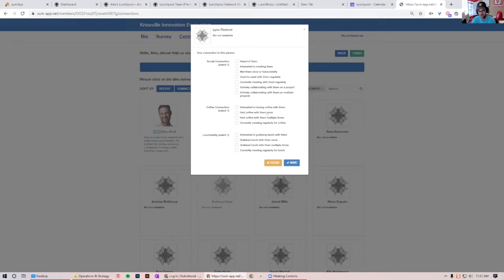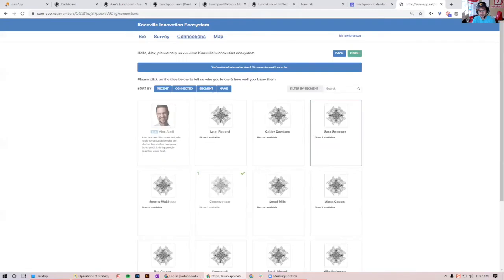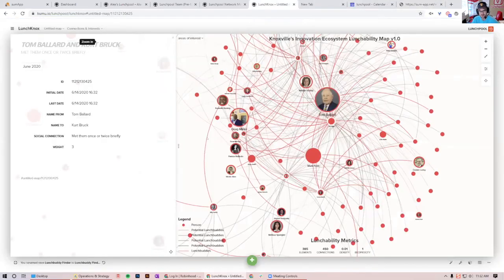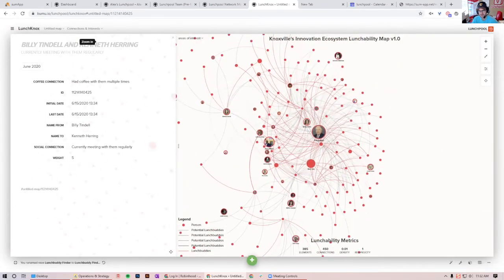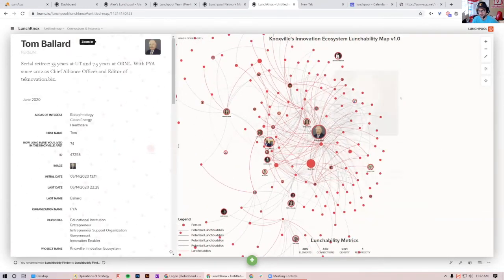And so I could say I had coffee with them, I grabbed lunch with them before. What it gives you, this is really the connective part that's important to me, at least for right now. As people self-report on that, it updates in real time. These red lines, which I call lunch buddies, are the people that are currently meeting regularly. So it gives you a good idea of the map.